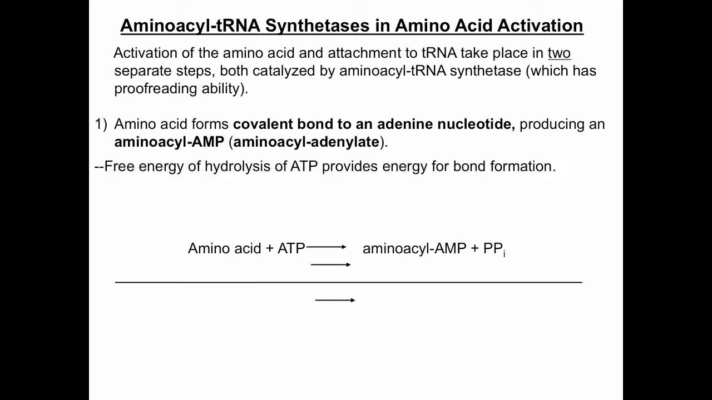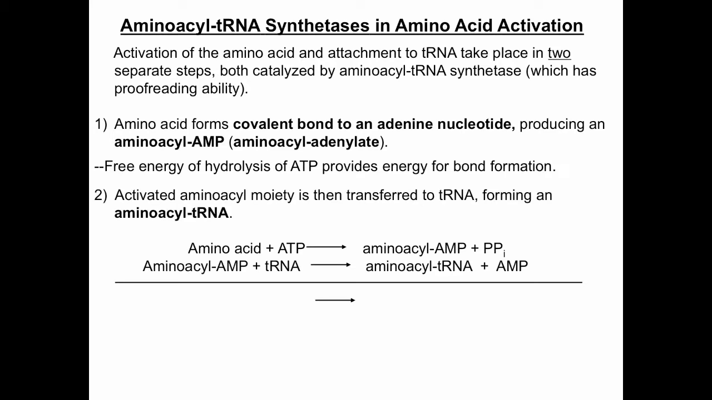The hydrolysis of ATP is going to provide the energy for that bond formation, as well as the hydrolysis of the pyrophosphate into 2 inorganic phosphates. In the second step, the aminoacyl moiety that is now activated because it's attached to the AMP is going to react with tRNA, and then the aminoacyl group will be attached to the tRNA, and AMP is displaced. The final reaction is amino acid plus ATP plus tRNA gives the aminoacyl tRNA, AMP, and pyrophosphate, which again will get hydrolyzed to 2 inorganic phosphates.